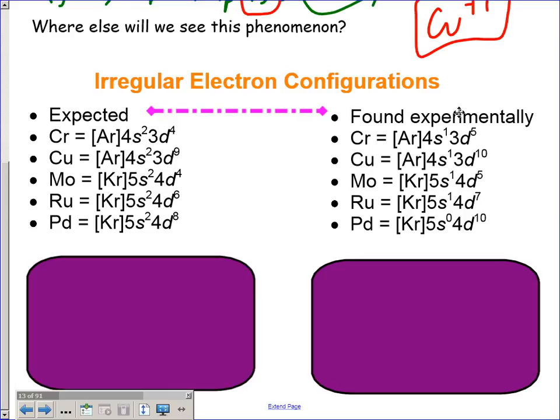What's up? On the bottom right, if it does promote it, do we still have to write the 5s0? No, but it helps me see that you know what the heck you're doing. Truly. So it sacrificed the 5s2 to give stability to the higher energy level of 4d. So it made 5s1 and 4d7. And then this one actually, palladium gave up 2 to give a full D sub level.